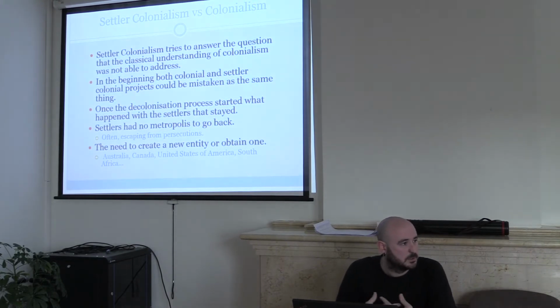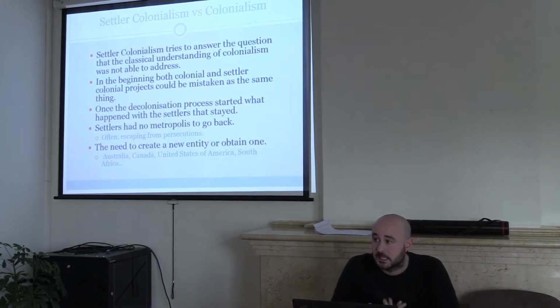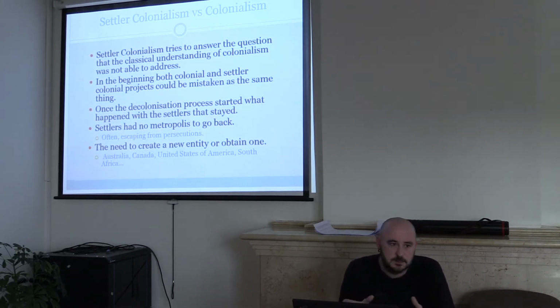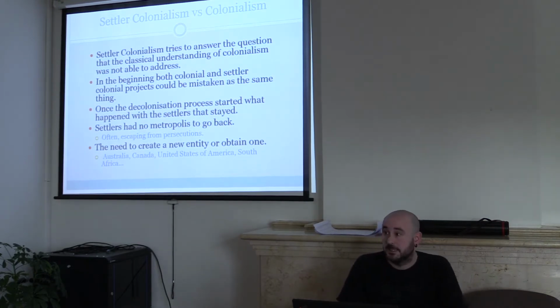Settler colonialism was developed because the classical colonialism theories were not answering some case studies. When colonialism finished, taking for example the case study of Britain in India, the British went back to the metropole. There were some countries that followed those patterns, but there were others, like Australia, South Africa, as I said, Canada, or the United States of America, that did not follow those patterns. Colonialism was finished, but the settlers were still there.